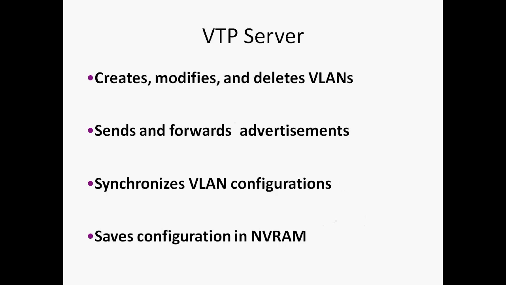VTP server mode. In VTP server mode, the user has the privilege to create, modify and delete VLANs, and sends and forwards the advertisements to the VTP clients. If a VTP server creates VLAN 10 as an IT department, that information is advertised to the client switches. In the client switches, VLAN 10 is automatically created as the IT department. It synchronizes the VLAN configuration. If there is any change in the server, it is updated to the client switches. That information is saved in NVRAM.